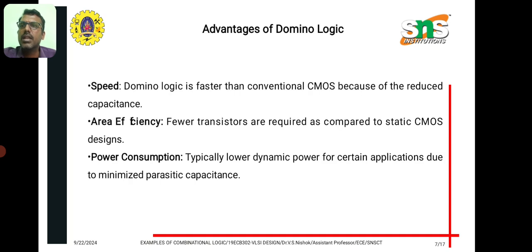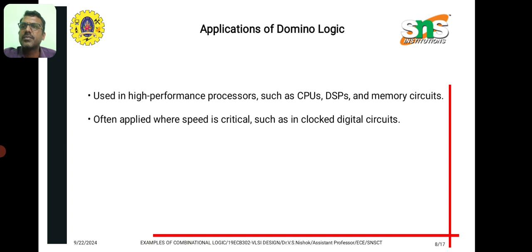We can see the examples after the advantages and disadvantages of the domino logic. We are starting with the advantages. While comparing to the dynamic logic, it performs faster calculation, that is speed, and area efficiency and power consumption benefits are achieved. Coming to the applications, it is used in high performance processors such as CPUs, DSPs and memory circuits, often applied where speed is critical, such as in clocked digital circuits.